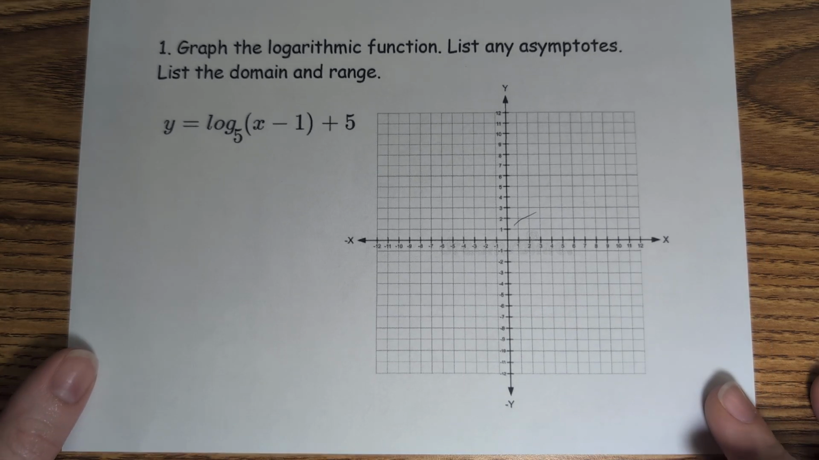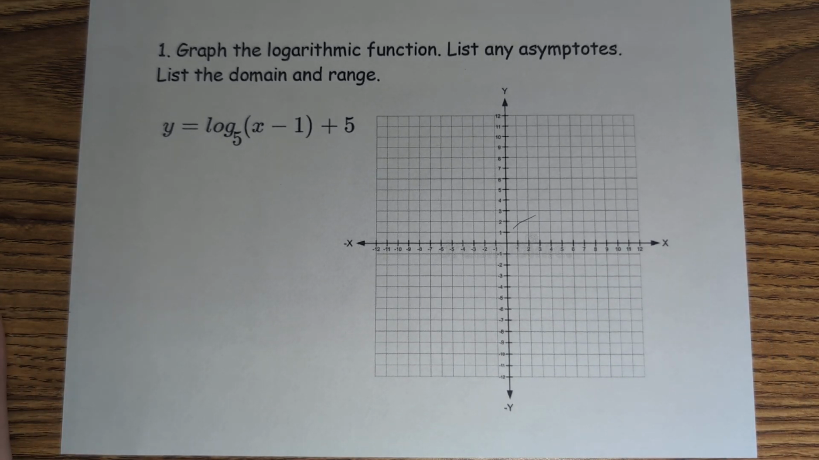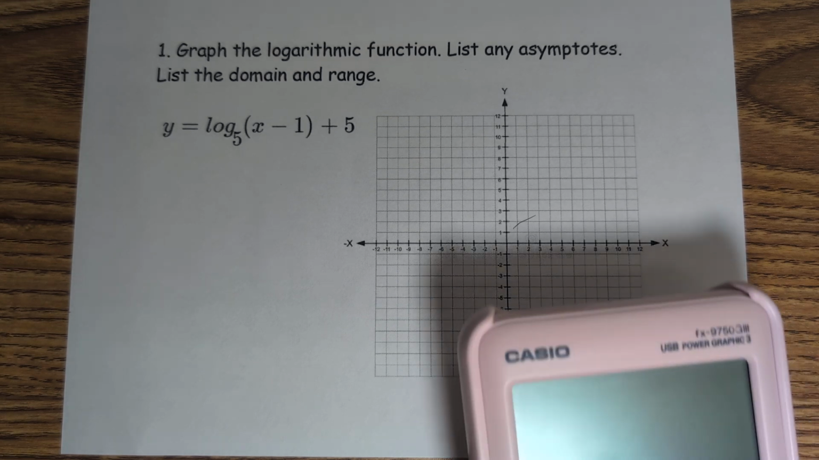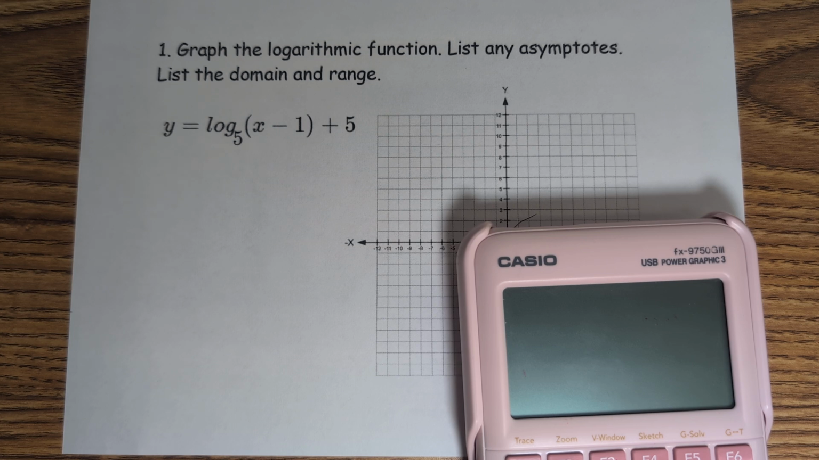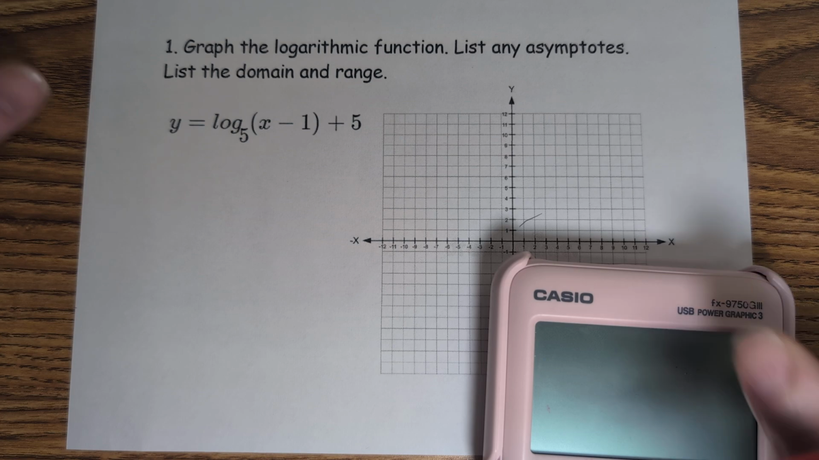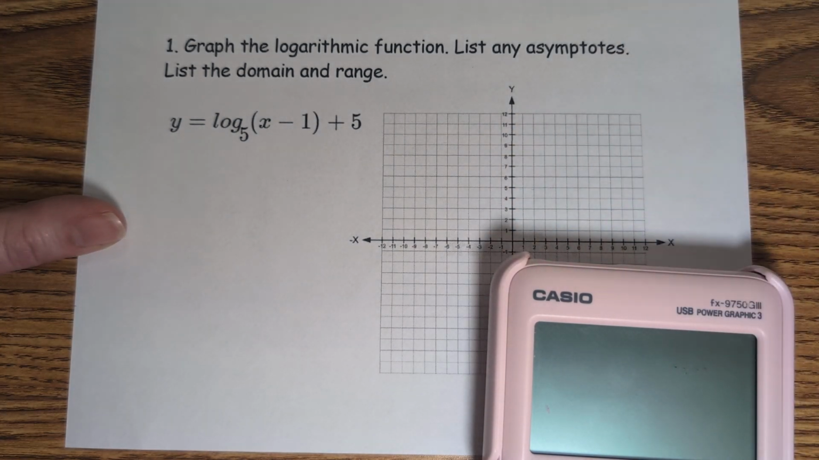All right, this video is for graphing our logarithmic functions, and I'll be using a Casio to do it, the Casio FX9750G3. Now, honestly, this is pretty similar to how most of the Casios work. If you have a TI, maybe a TI-84 or something, and you're having trouble, I would just look up the keys to do this on that particular graphing calculator, okay?